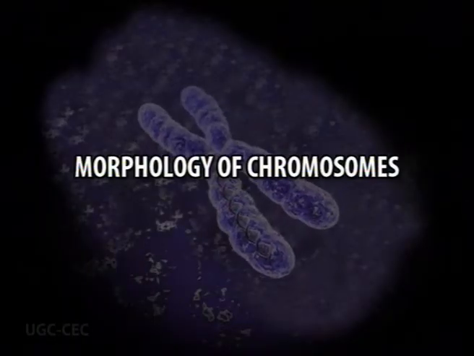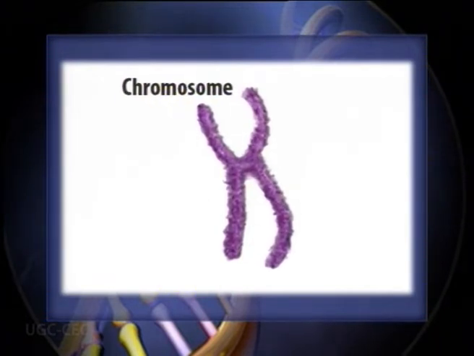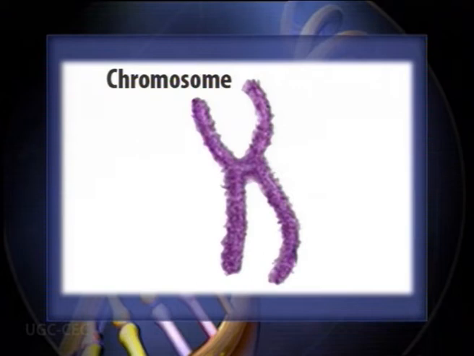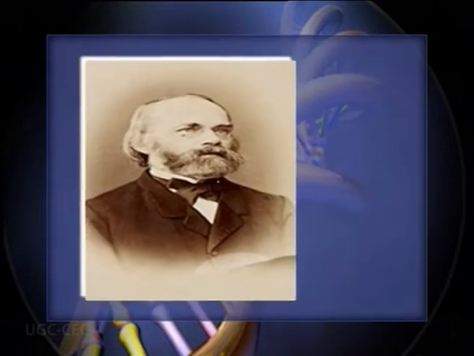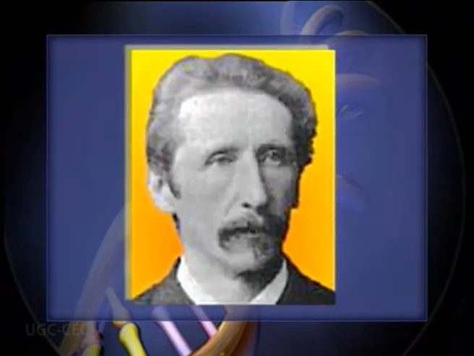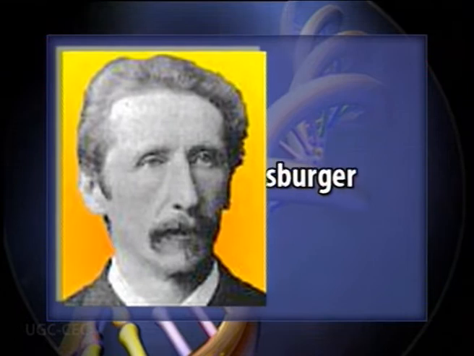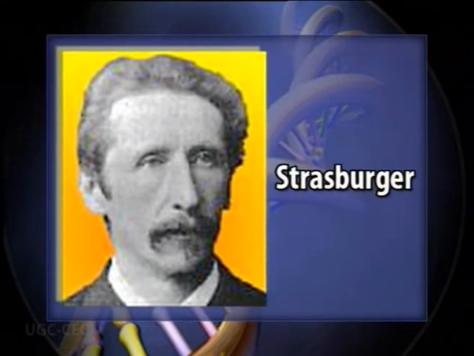Today we are here to discuss morphology of chromosomes. The chromosomes are tiny thread-like structures found in the nucleus of a cell. The chromosomes were first observed as rod-like structures in plant cells by Carl Wilhelm von Nageli in 1842. Strasburger in 1875 discovered thread-like structures which appeared during cell division.